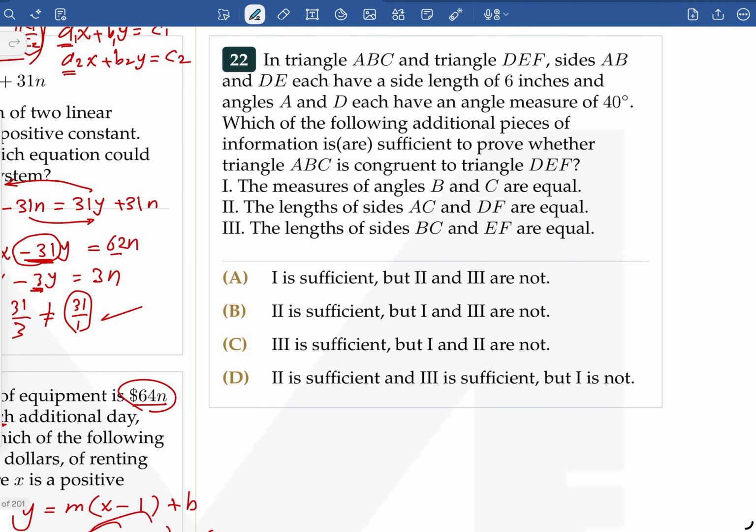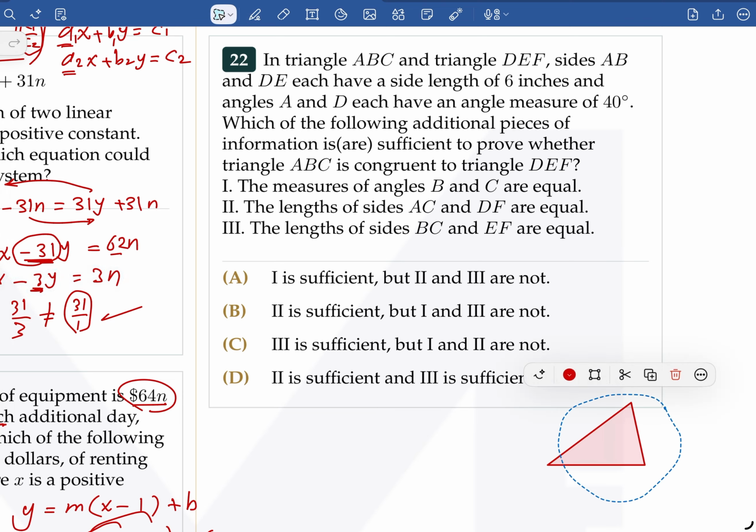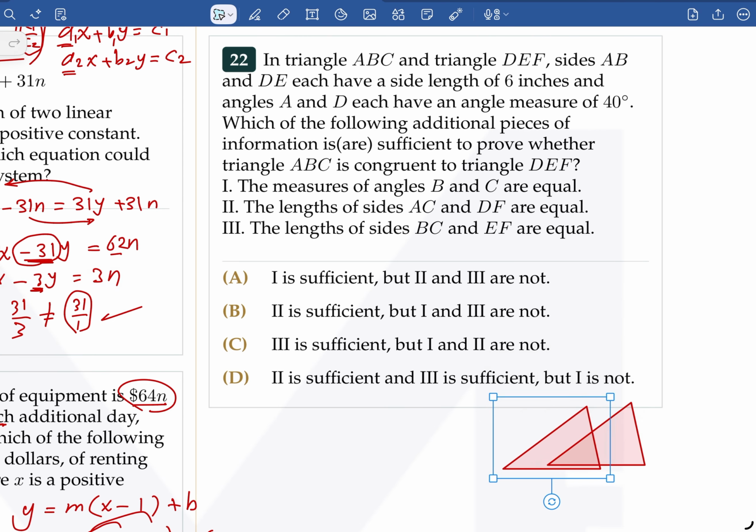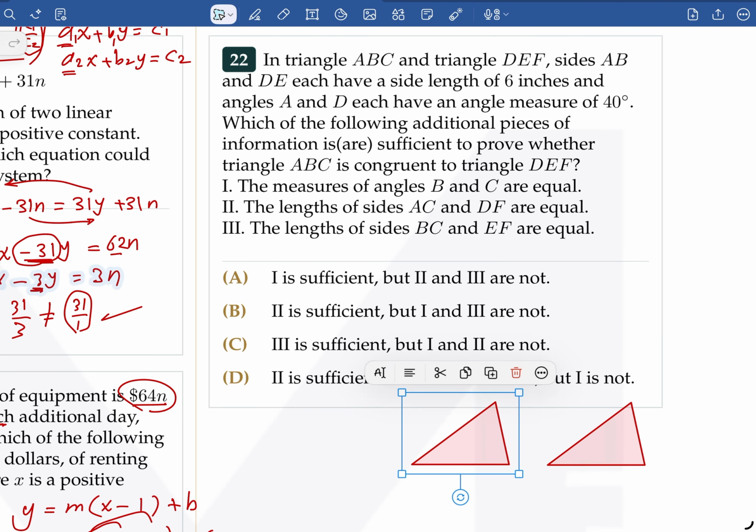And we now go to the last question. In triangle ABC and triangle DEF, these are two triangles, sides AB and DE each have a side length of 6 inches. Let's draw them together. Draw any random triangles. This is the first one. Let's make the second one similar to it. Make it here. It's congruent, so it must be the same thing.